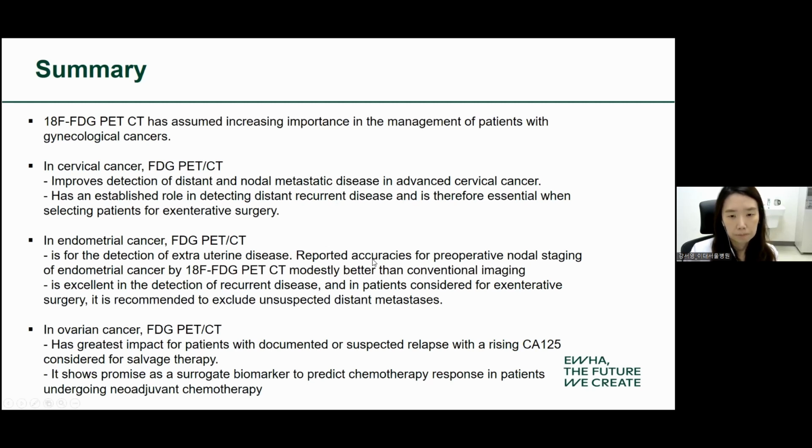It has reported accuracies for preoperative nodal staging, and also it is recommended to exclude unsuspected distant metastasis. Finally, in ovarian cancer, FDG-PET has the greatest impact for patients with a suspected relapse with a rising CA-125. And also it shows promise as a surrogate biomarker to predict chemotherapy response.